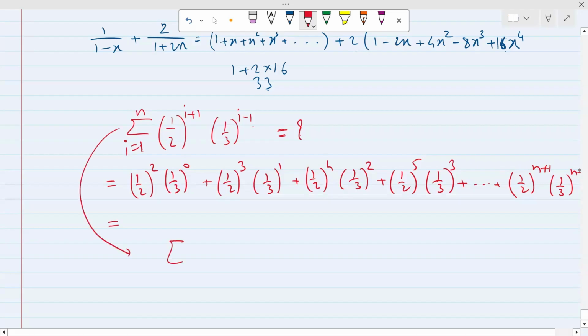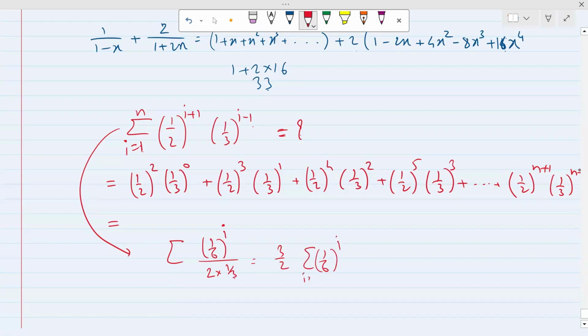So this is 1 upon 6 raised to i, divided by 2 into 1 by 3. This is 3 by 2 and summation 1 by 6 raised to i. Now it becomes a geometric series, I hope. Yes, sir. Now you can compute this.